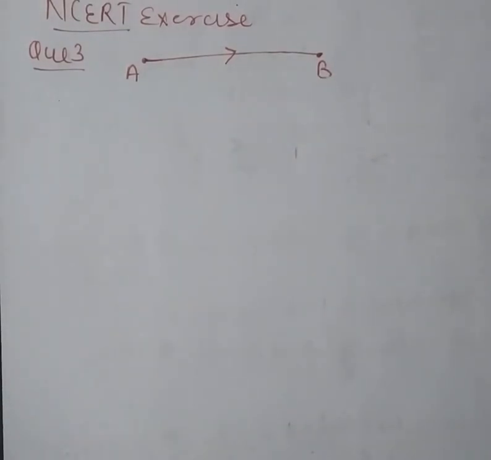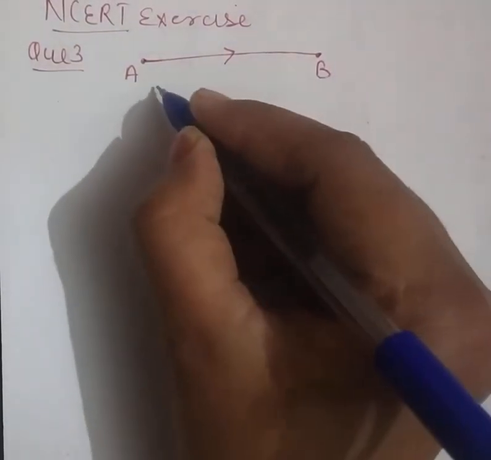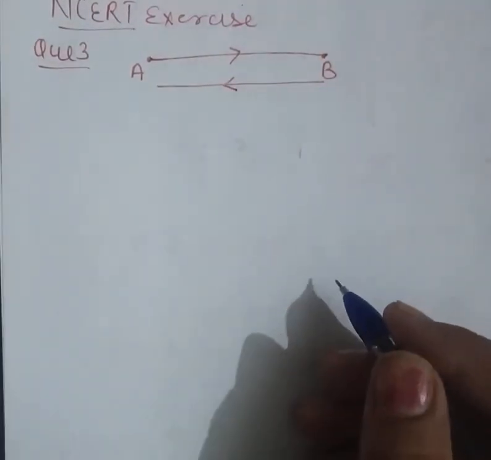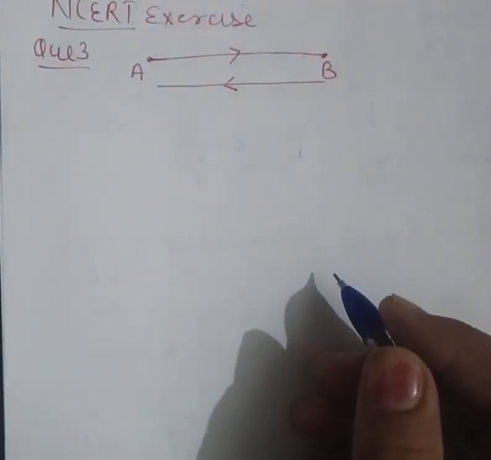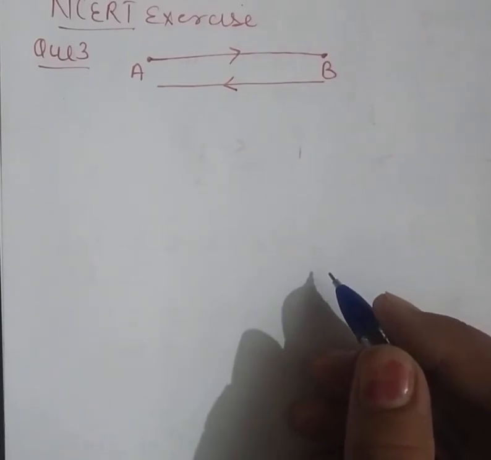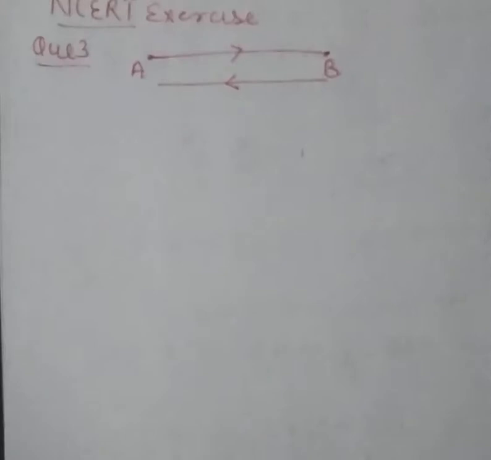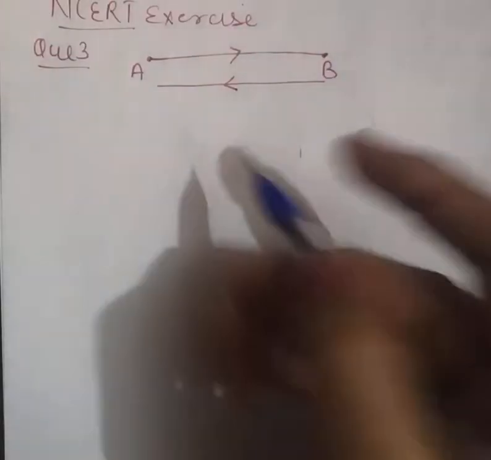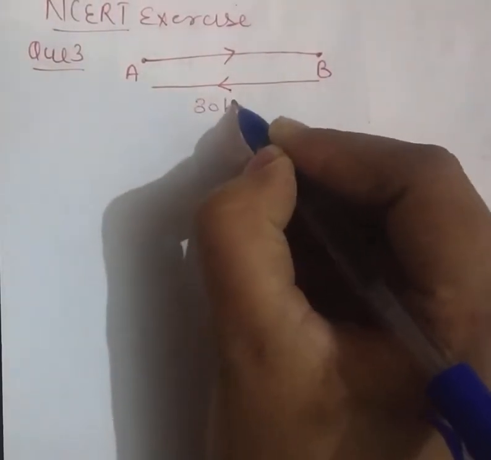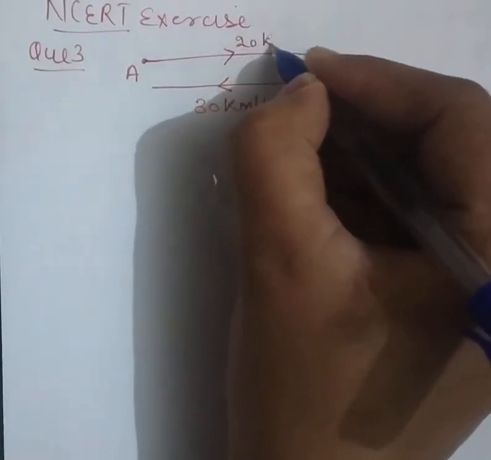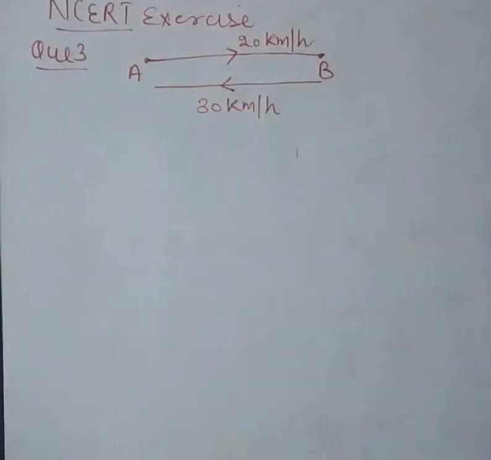And on his return trip, return means while coming back from B to A, the average speed is more due to less traffic. It occurs usually that when there is less traffic, speed is more. So average speed during the back journey is 30 km per hour, but initially it is 20 km per hour.